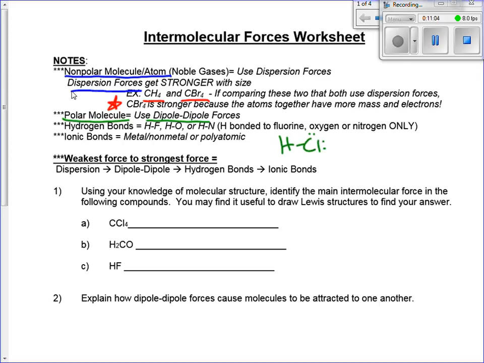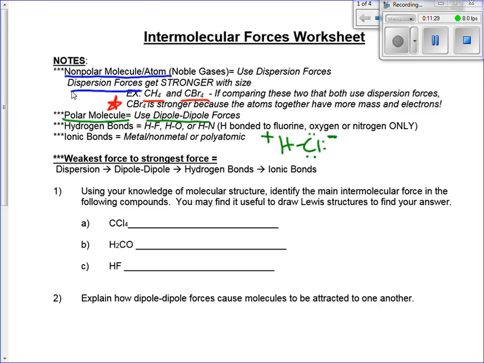Remember, if we draw the dot structure, it looks like that, right? Which side of the molecule is slightly negative? Who's hogging and keeping the electrons closer to it? Cl is. So this side of the molecule is slightly negative. That means the H side of the molecule is slightly positive, creating a dipole. This isn't temporary, it stays that way.